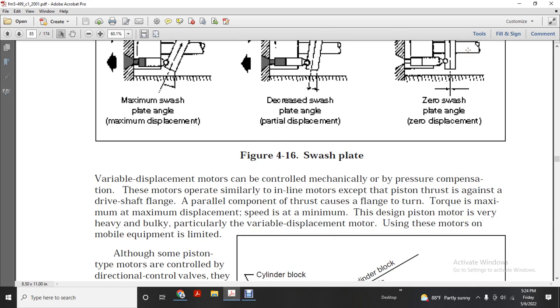Variable displacement motors are controlled by mechanical pressure compensating, and operate similarly to inline motors, except the piston thrust is against the drive shaft flange. The parallel component of the thrust against the flange determines the torque: maximum torque at maximum displacement, with speed at a minimum. The bent axis motor design is very heavy and bulky, particularly variable displacement motors. Use of these motors on mobile equipment is limited.